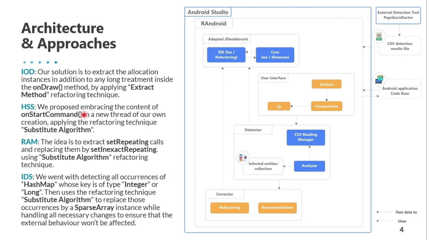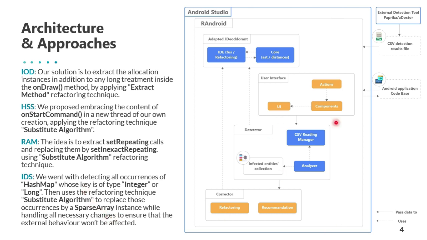For HSS, we proposed embracing the content of the onStart command in a new thread of our own creation, applying the algorithm refactoring technique. For RAM, we went with extracting the set repeating and replacing them by setting exact repeating using the substitute algorithm refactoring technique. And for IDS, we went with detecting all occurrences of hash map whose key is of type integer or long, then using the substitute algorithm refactoring technique to replace those occurrences by a sparse array instance, while handling all necessary changes to ensure that the external behavior won't be affected.